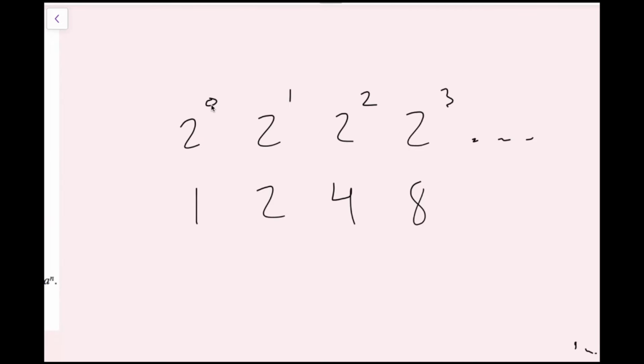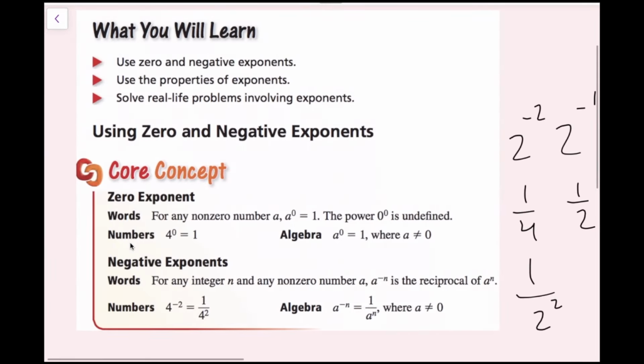Now, if I keep going, the next number is going to be 2 to the negative first power. Dividing by 2, 1 divided by 2 is 1 half. And if I go one more, I'll have 2 to the negative second power. I'm still dividing by 2, and if I divide 1 half by 2, or half of 1 half, that is 1 over 4. And 1 over 4 is the exact same thing as 1 over 2 squared. This is all consistent with these properties that we just talked about. So that's why zero exponents and negative exponents work the way they do.